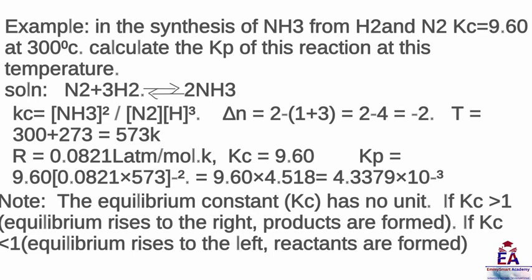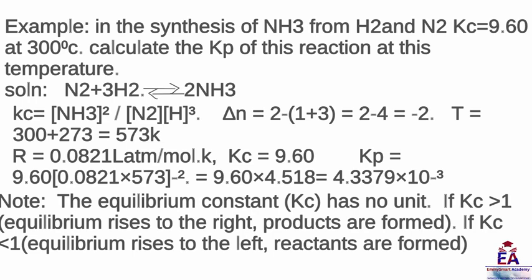To find the mole difference, we have 2, the coefficient of the product, and then minus 1 plus 3, that's for the reactants. You have 2 minus 4, and it gives us minus 2. So the temperature is 300 plus 273, where 273 is the conversion to Kelvin, so it is equal to 573 Kelvin. The gas constant is 0.0821.